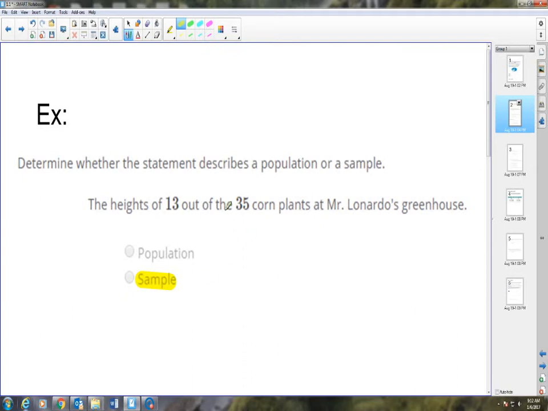Now we do not really know whether this 35 is truly the population or not, because he might have more corn plants in that greenhouse, more different types of corn plants. So this statement can be viewed as describing just one type of corn plant. So that 13 is definitely a sample.